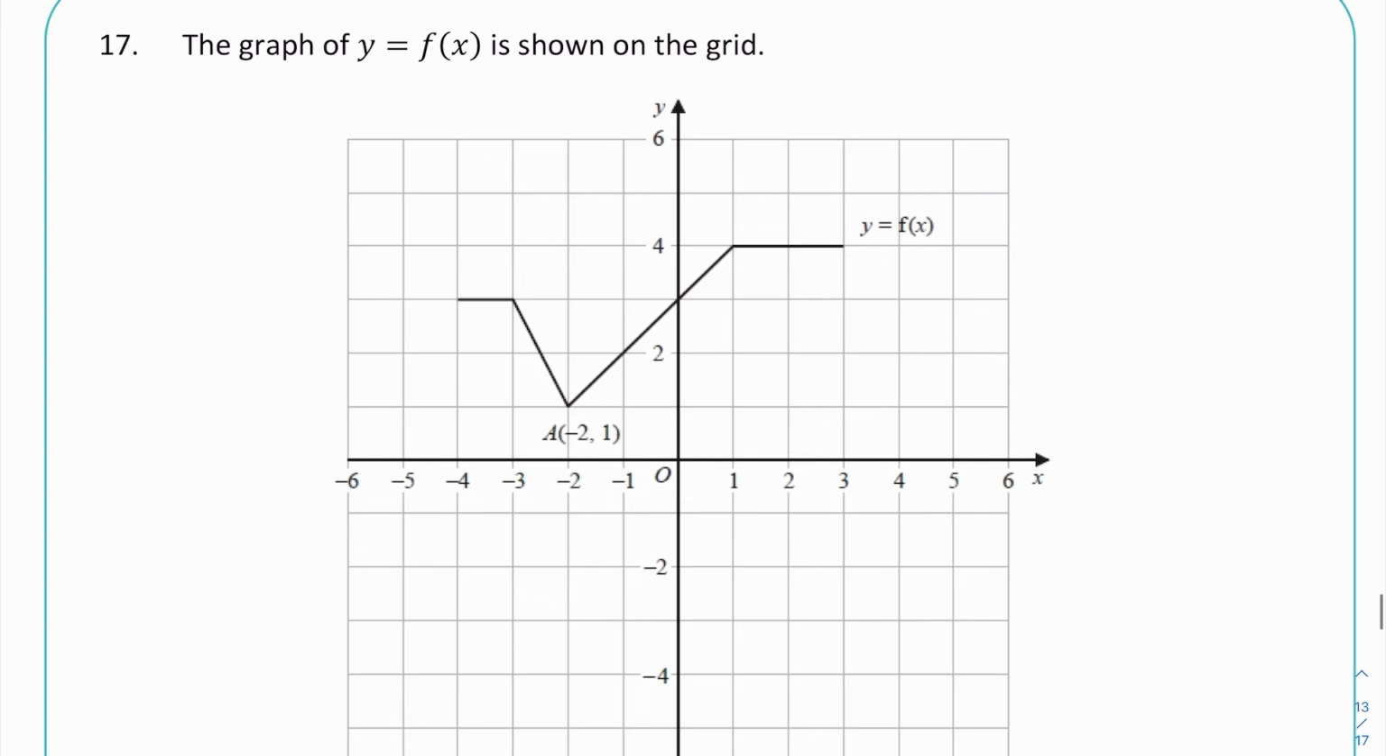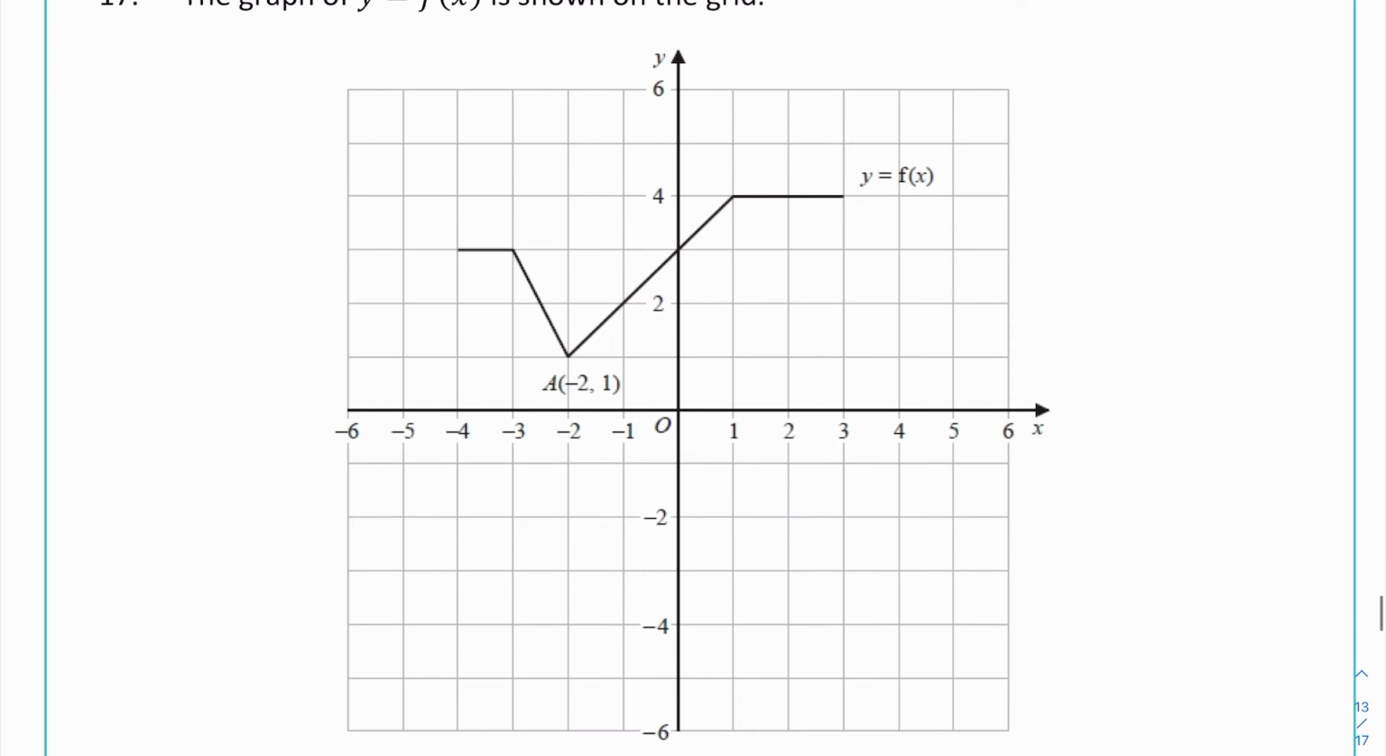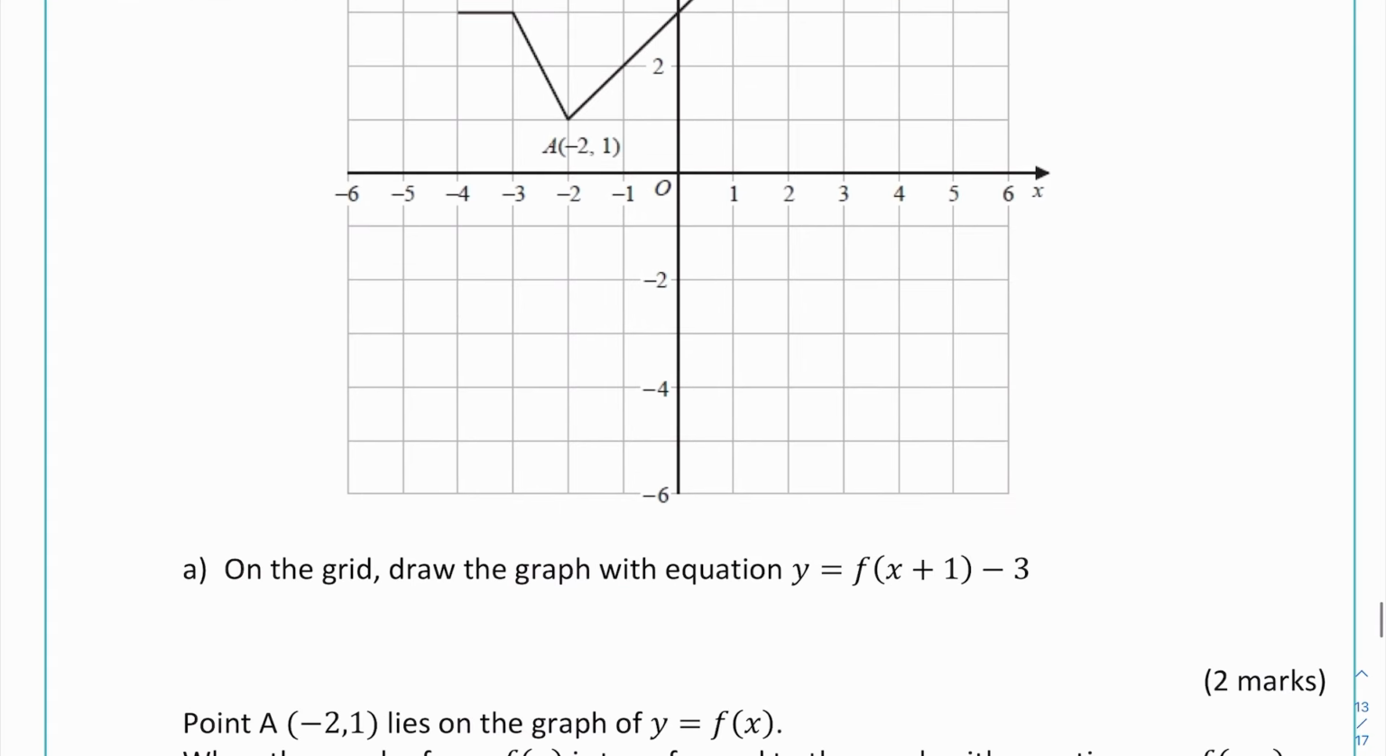Okay, on to question 17. So it looks like we're going to have a graph transformation. We've got the function f of x shown on the grid, and there we go, there's our graph. It says on the grid, draw the graph with equation f of x plus 1 minus 3.